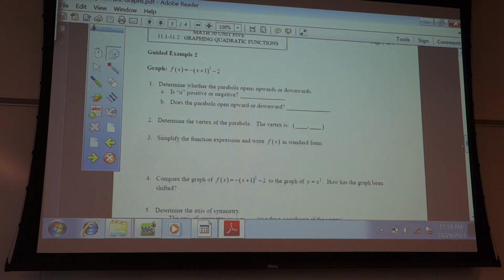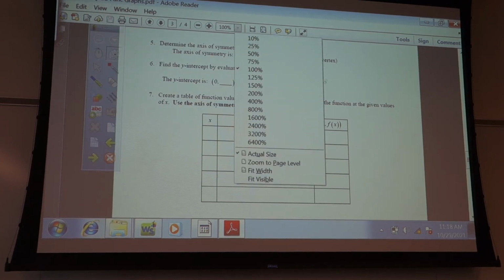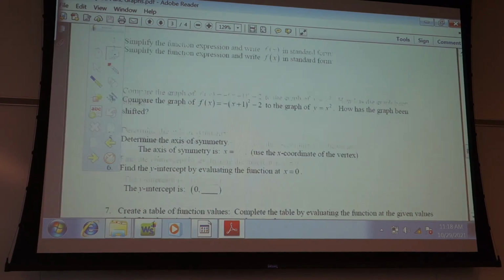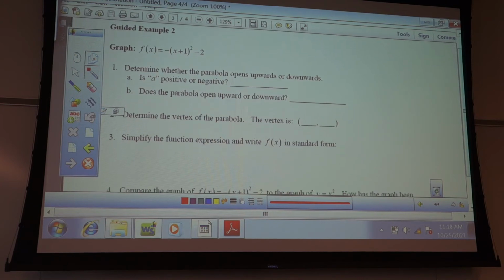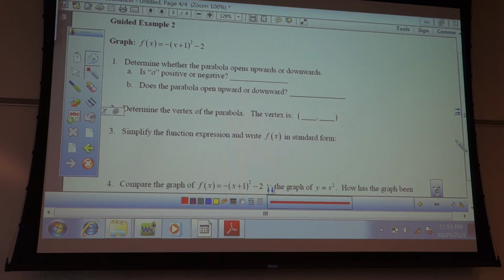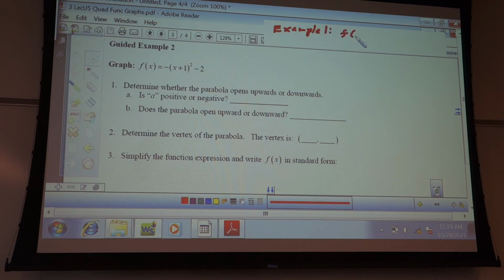No worries. Let's go ahead and do the guided example 2. Okay, so this one is different. How is this one different than the previous one? The previous one, as a reminder, what are you squaring? Let me write out the previous one. Here's the previous one, example 1: f of x is equal to x squared plus 2x minus 2. How is this different?